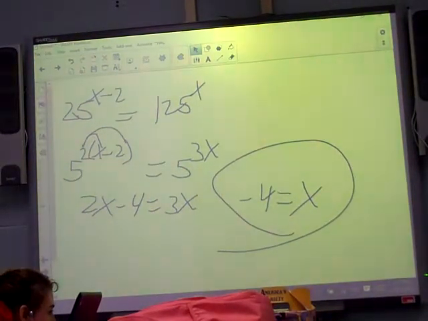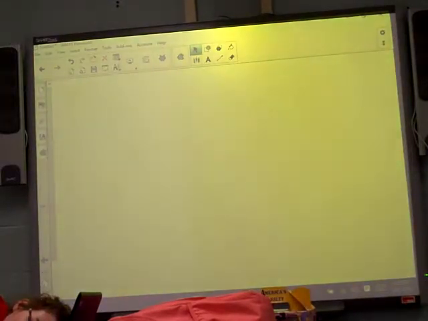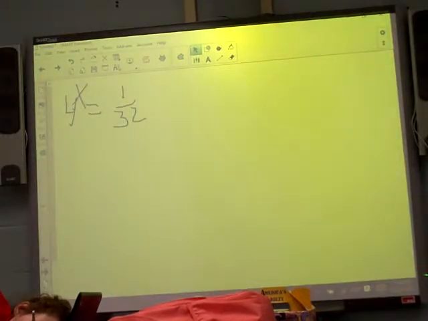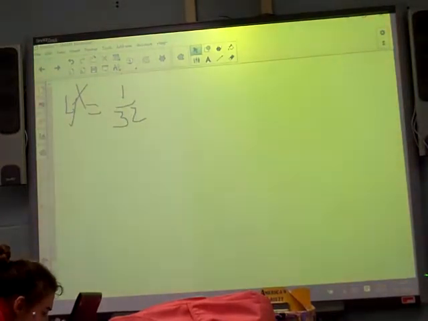Got what we need on that one? All right. 4 to the x is equal to 1 over 32. All right, so 5s are out. Obviously, I can't rewrite 4 with a base of 5. So 5s are out. So looking at a 4 and a 32.